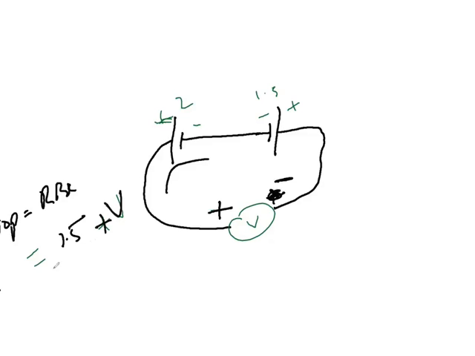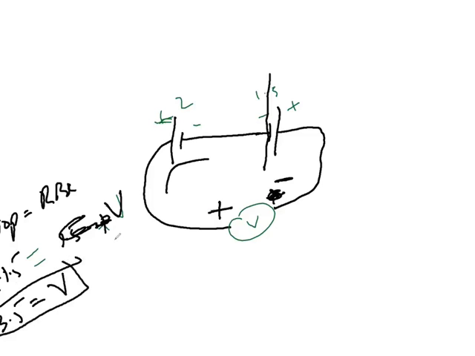If this battery is like this, then drop, so you will get 1.5. And here there is a rise, so that should be V. So 2 plus 1.5, that is 3.5, is equal to V.